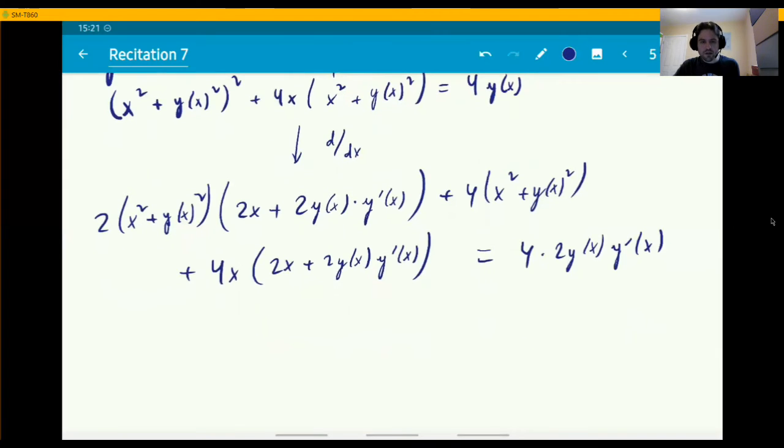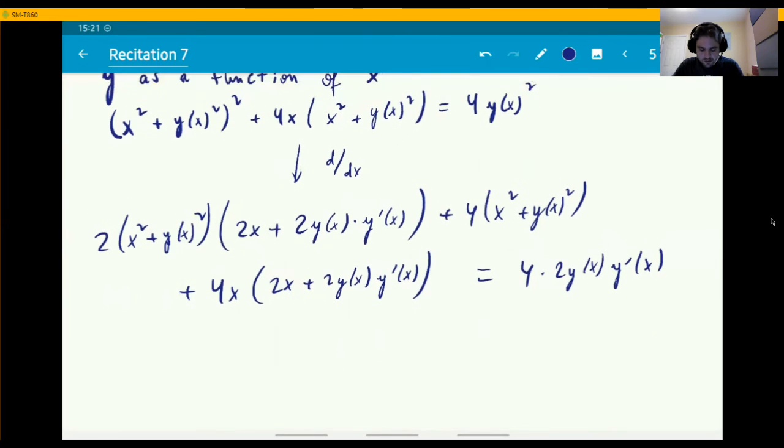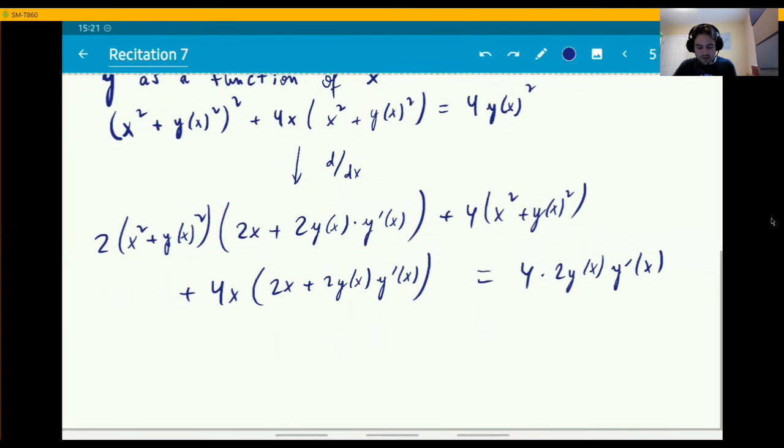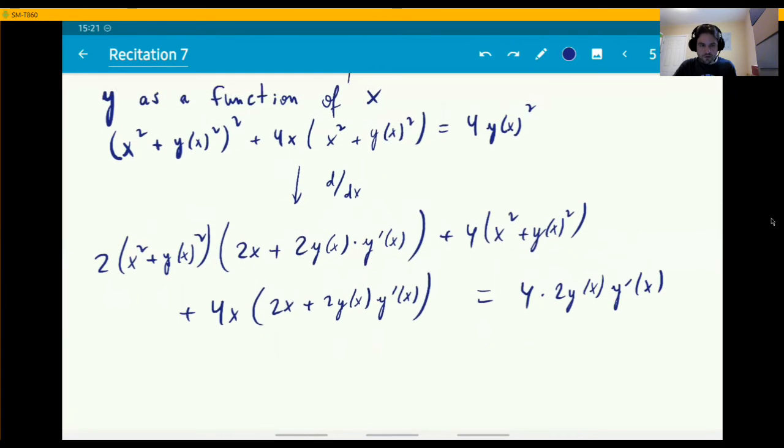Now I guess we can leave it like this. The question, as a reminder, was not asking us to find a formula for y prime in general. You could solve for y prime from here now, but there's no need to do that. We actually want to find the equation of a tangent line. We knew that we had to differentiate, of course, but now let's think what we need to do.